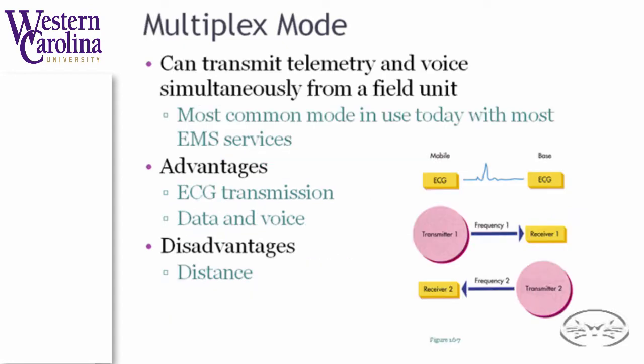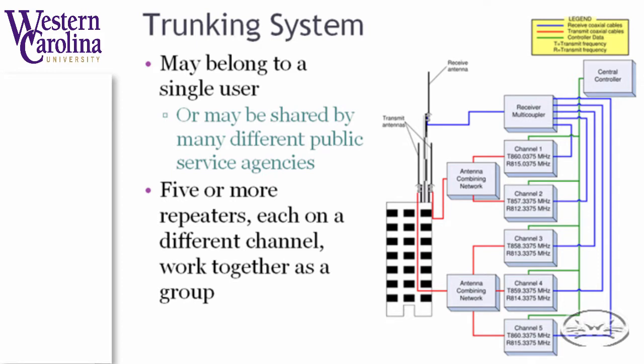Multiplex systems can send not only voice in 2 directions, but also can send things like EKGs. If we think about trunking systems, they just operate in a very economical way. The idea of a trunking system is to create an economy, or an economical way, of communicating.